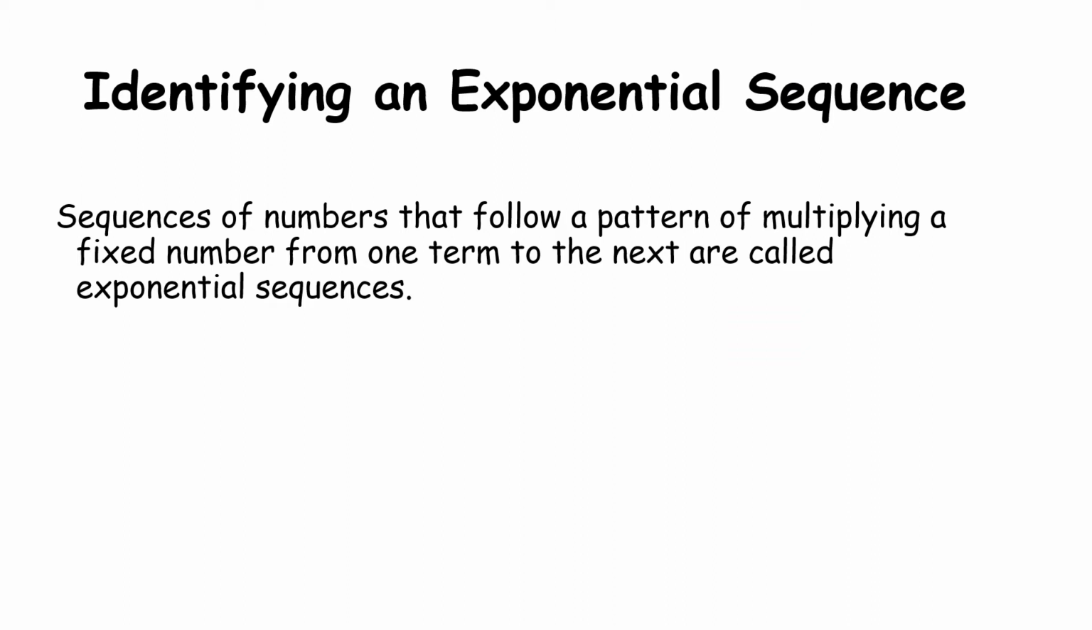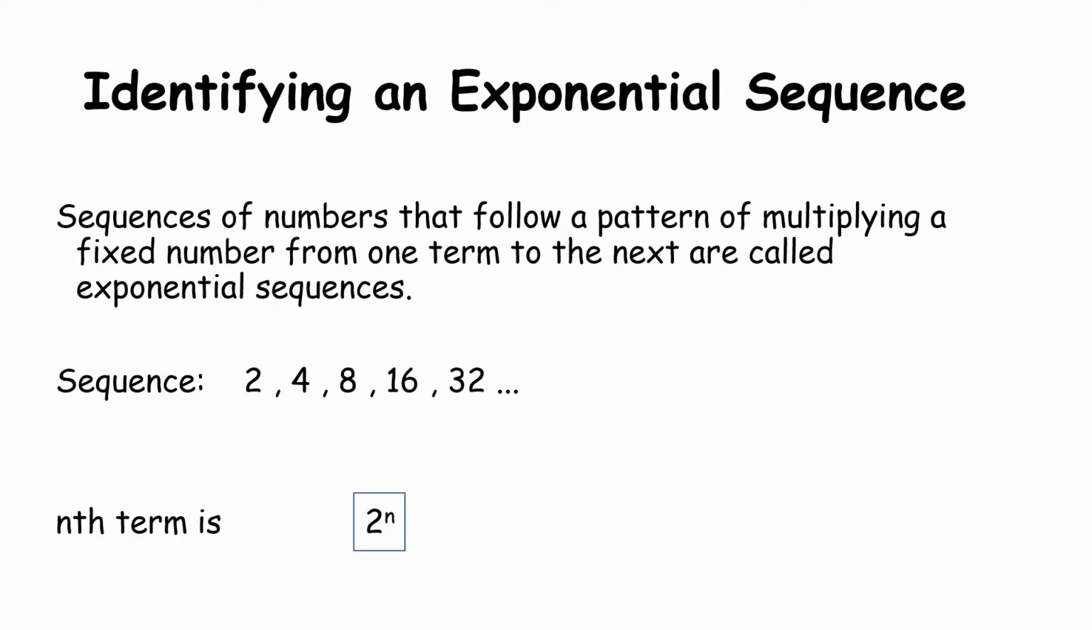So, identifying an exponential sequence. A sequence of numbers that follow a pattern of multiplying by a fixed number from one term to the next is called an exponential sequence. Remember, for our linear or arithmetic sequences, we were adding the same thing each time. For quadratic, we were adding a number, but there was a pattern to how that number changed. Now we're talking about a multiplication. So for example, 2, 4, 8, 16, 32. What's happening here is we're going to multiply each term by 2. So we multiply by 2, and so on.